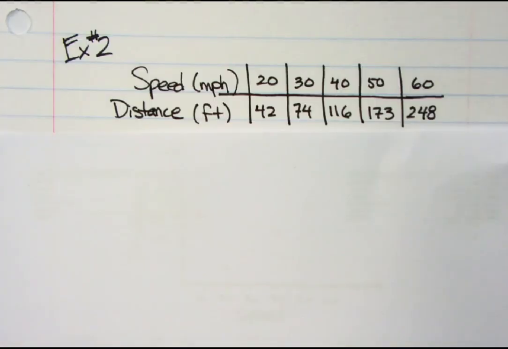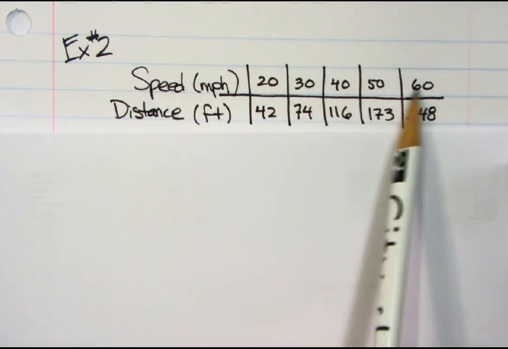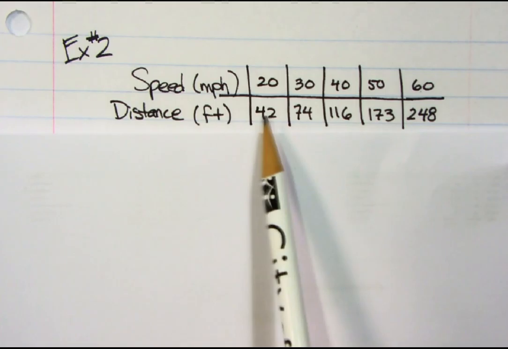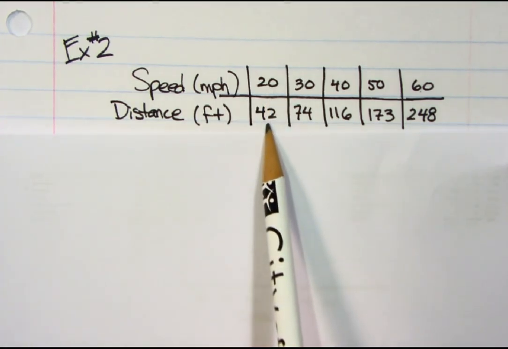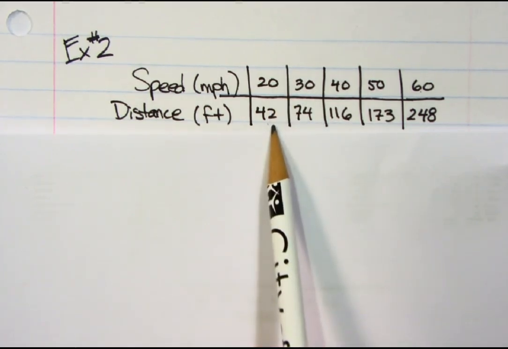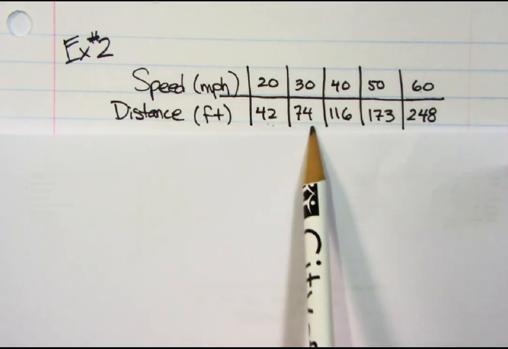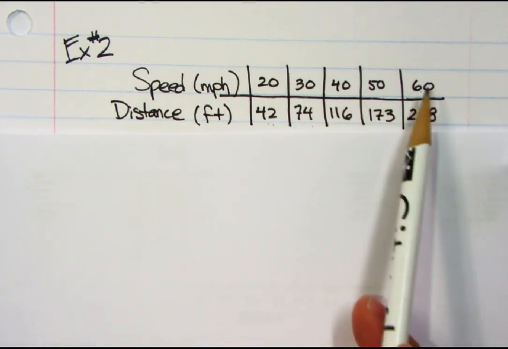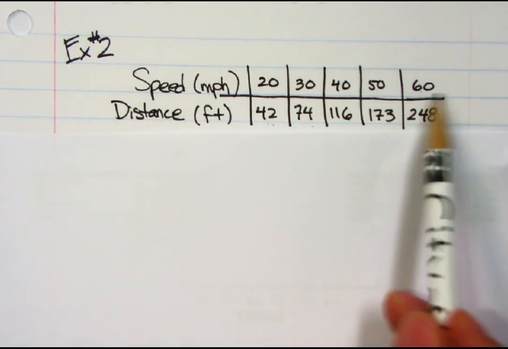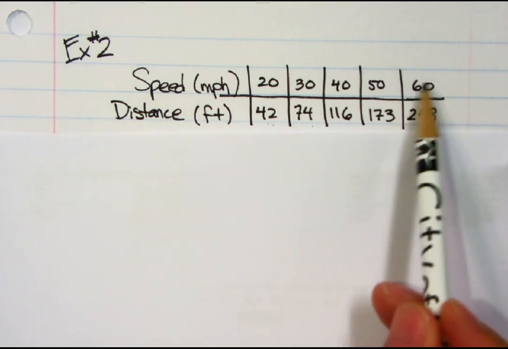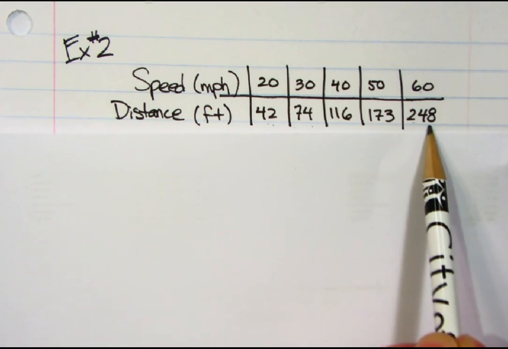Here's another example. The speed at which you drive, miles per hour, 20, 30, 40, all the way through 60, and the distance that it takes you to stop. So in a car, you're driving 20 miles an hour. It takes you about 42 feet to stop. So if you slam on the brakes, 42 feet to stop. If you're going 30 miles an hour, it takes you 74 feet to stop. It goes all the way up to 60 miles an hour. So you can see why it's important later on when you start to drive that you give yourself a gap. If you're on the freeway, you've got to give yourself some space in between the next car because it's going to take you about 248 feet to stop the car.